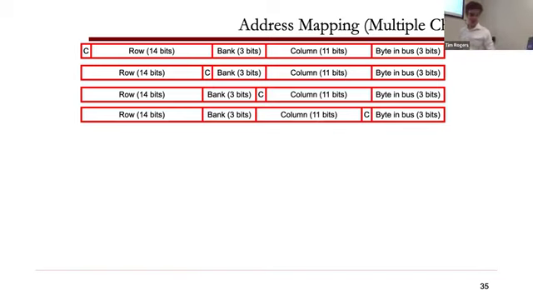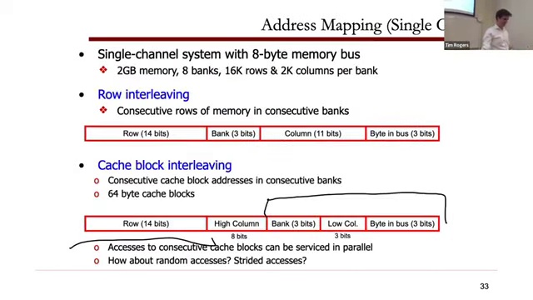Now let's add the channel to the system. So that was a single channel system. If I want to add another memory channel to the system, then I need another bit. Okay, I need a C bit. And in this example, did I keep it the same size and then just double this?